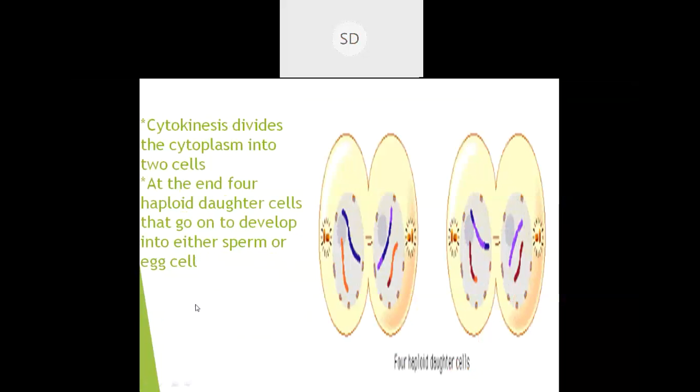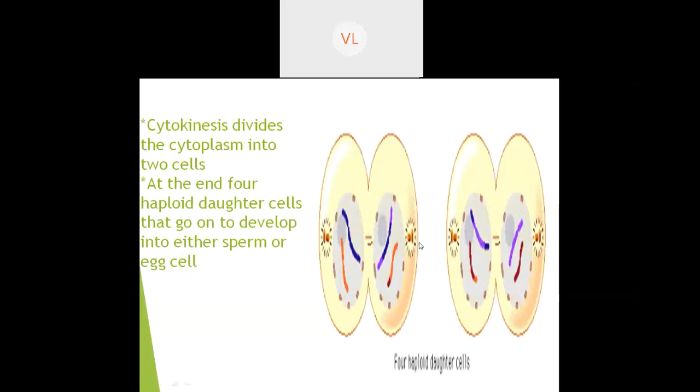Next, cytokinesis. Don't see this part, see this second part. I have already discussed this part with you. So at the end, what happened? Four haploid daughter cells go on to develop into either sperm or egg cells. This cell is ready now. As cytokinesis occurs, from two cells it has become four cells.